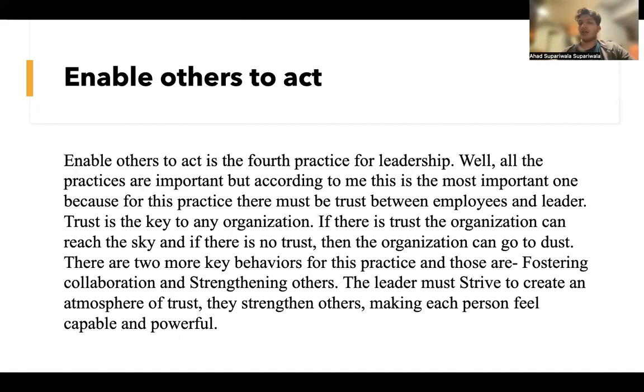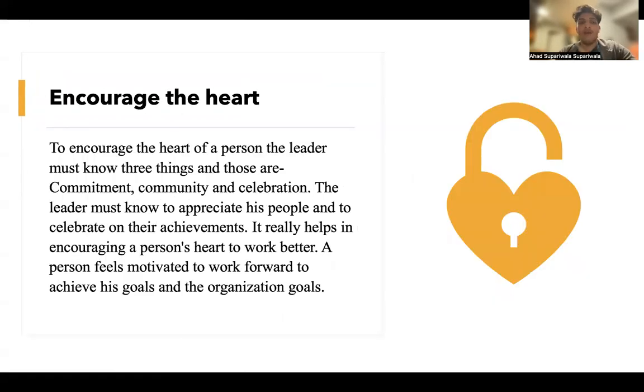The other key factors for this enable others to act practice are fostering collaboration and strengthening others. If the employees trust their leader, then they can be strengthened by the leader. The leader must strive to create an atmosphere of trust, which in turn can strengthen his employees, making each other feel capable and powerful. I would like to go to the next slide, which is encourage the heart.